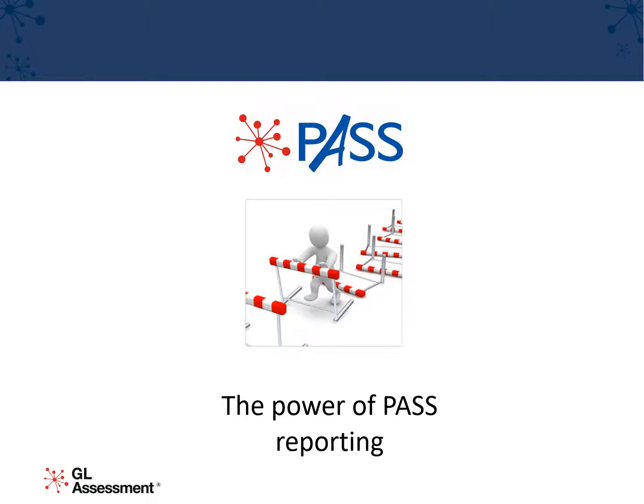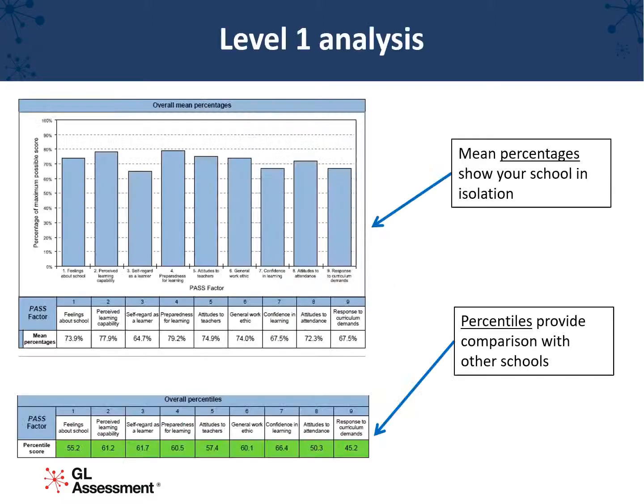So, now that you know a bit about the PASS survey, what it does and why you should use it in your school, let's turn to the reports and have a good look at them. The format is different to other GL reports and starts by looking at the overall picture of the whole school. There are 2 sets of data shown, mean percentages and then standardized percentile data, NPR.